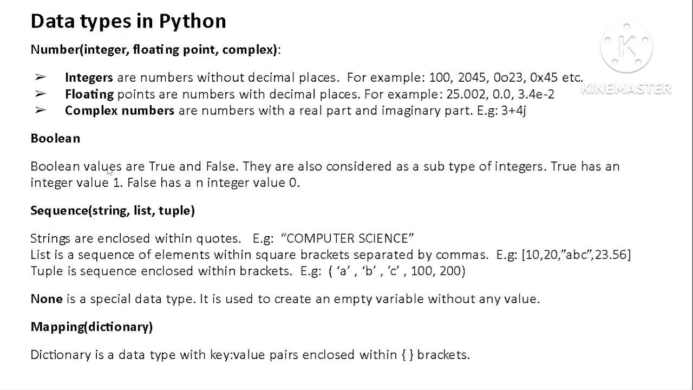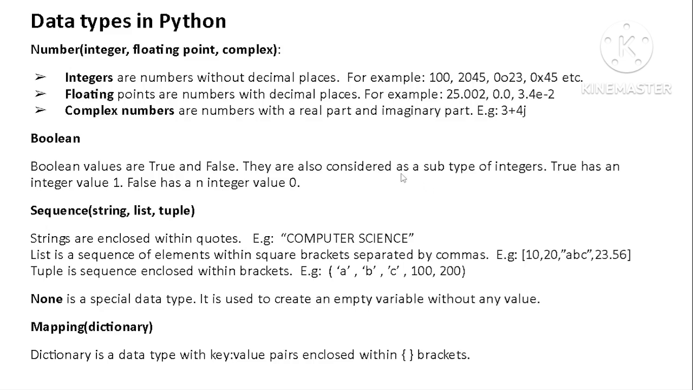Then Boolean values are True and False. Remember, True and False: T should be in capital letters, F should be in capital letters, remaining are small letters, because Python is case sensitive. Provided you give true everything in uppercase, it is not considered as a Boolean value.